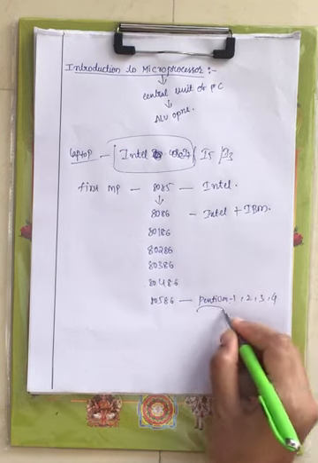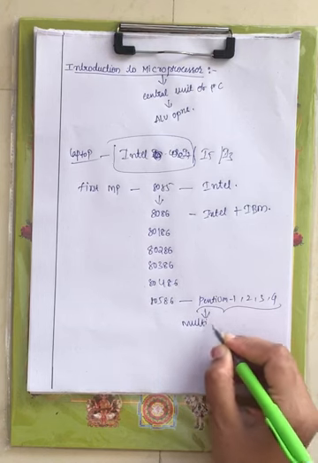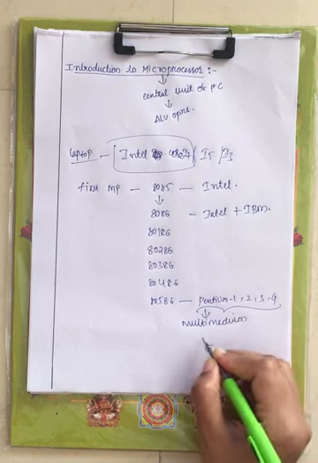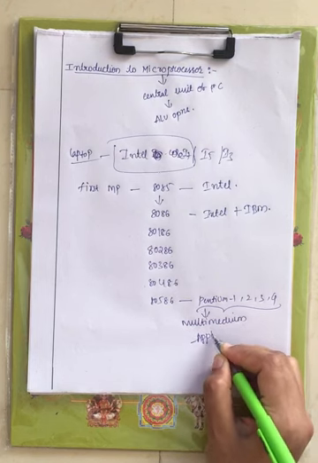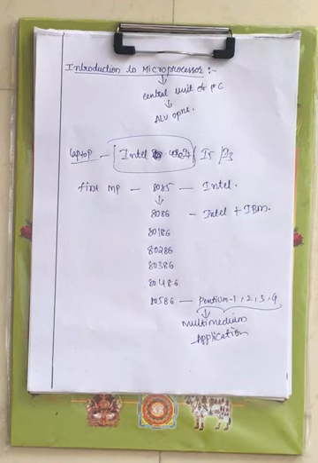Now these processors are used in multimedia applications: Pentium 1, Pentium 2, Pentium 3. You can use a microprocessor anywhere in real time. The only point you have to remember is that a microprocessor is used where we require programming, right?